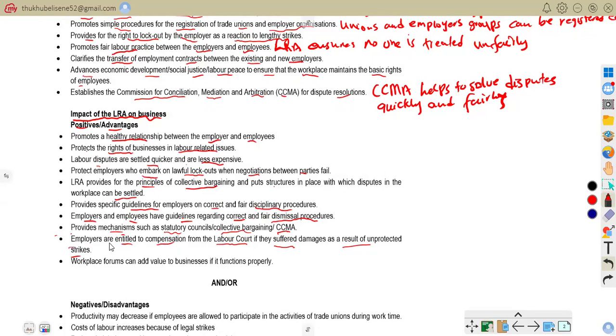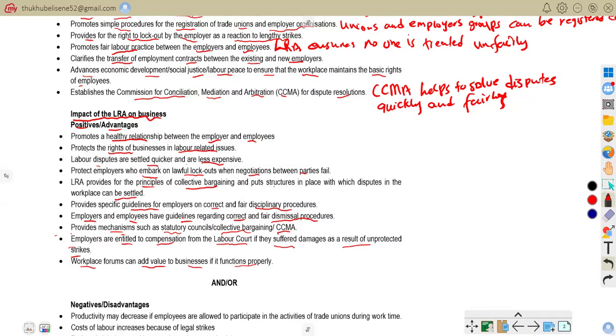So that is that. Employers are entitled to compensation from the labor court if they have suffered damages as a result of an unprotected strike. So it means that employers can claim compensation after unprotected strikes. For example, a company applies for damages after workers strike illegally. That's the compensation that we're talking about. Workplace forums can add value to a business if they function properly. For example, workplace forums suggest ideas to improve production.